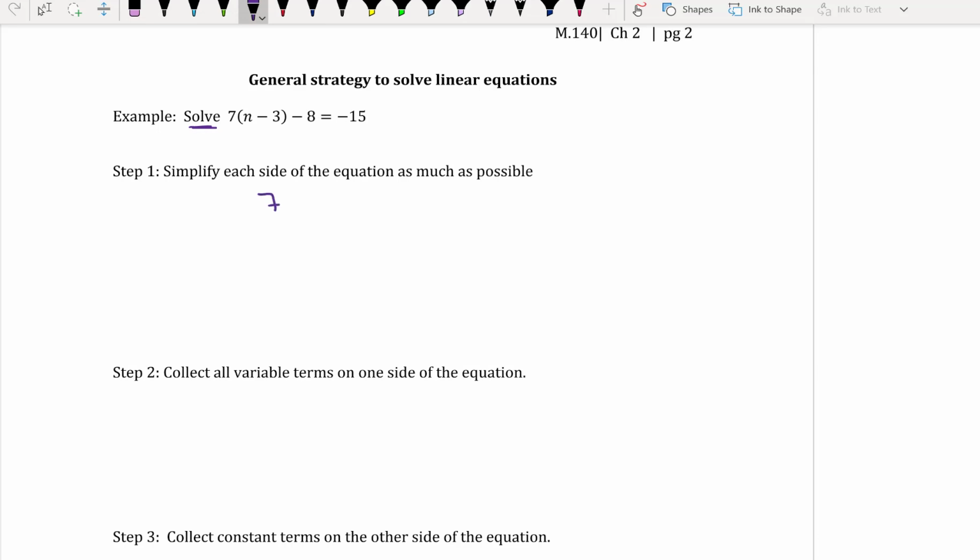So I'm going to write it down, 7(n minus 3) minus 8 is equal to negative 15. So when it tells us to simplify each side of the equation, then we want to distribute that 7 inside. So I have 7 times n, which is a 7n, 7 times negative 3, which is a negative 21, and you still have minus 8 is equal to negative 15.